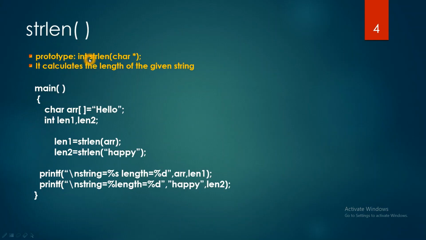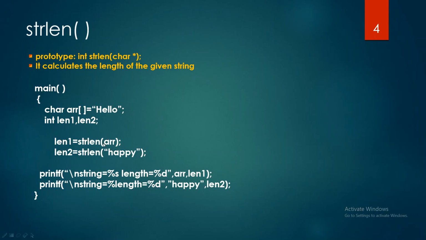Take some examples. strlen. The prototype of strlen is int strlen(char *). It takes as argument the address of any character variable and returns an integer. Actually, strlen calculates the length of a string. So here I am declaring one character array, it is hello. Then len = strlen(arr).